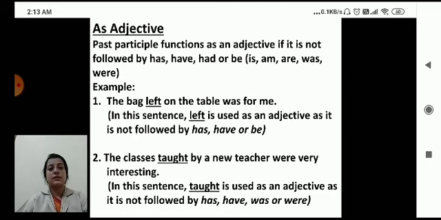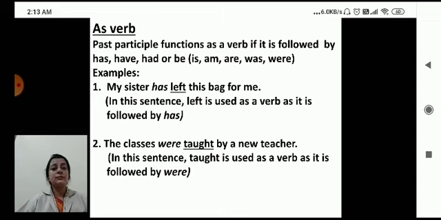So it's clear to all that in the case of past participles, it functions as a verb if it is followed by has, have, had, or be, right? Be means was, were, right?